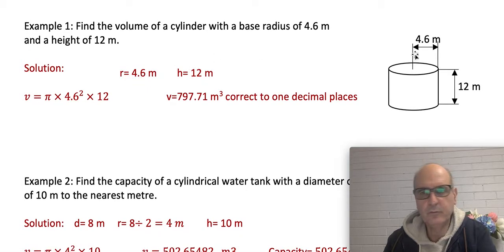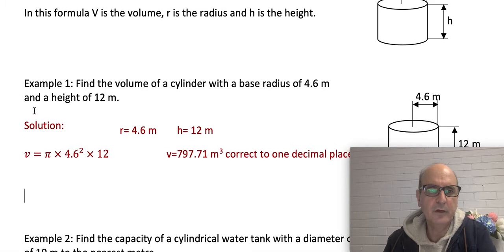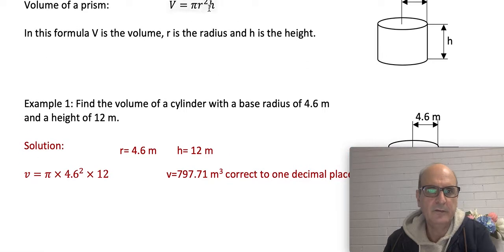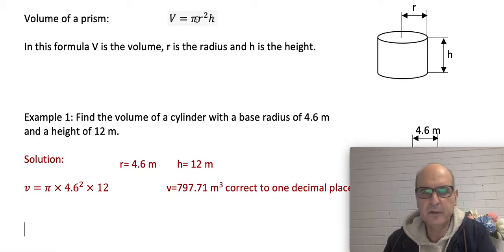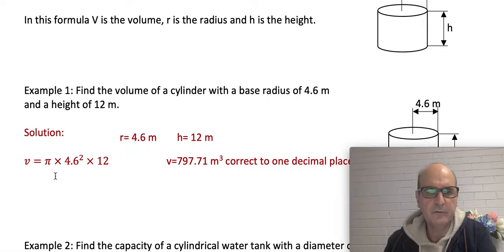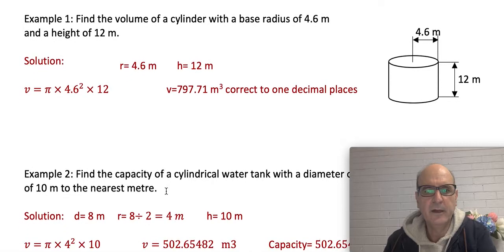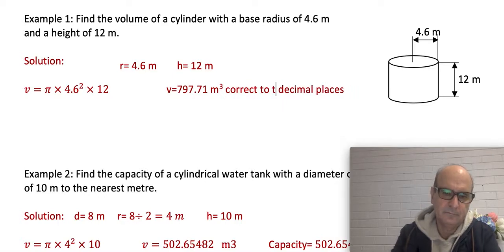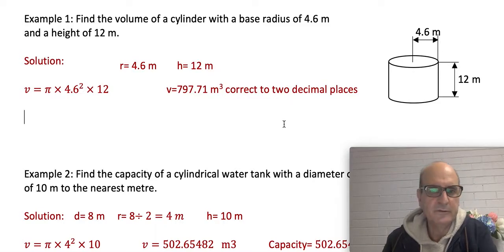So radius is 4.6. r is 4.6, h is 12, and we sub in the formula pi times r squared times h. There is a times between pi and r squared and between r squared and h. So pi times 4.6 squared times 12, and that will give us 797.71 cubic meters, correct to 2 decimal places.